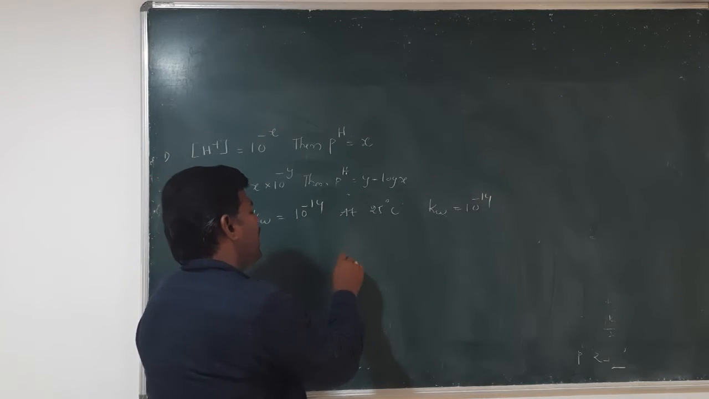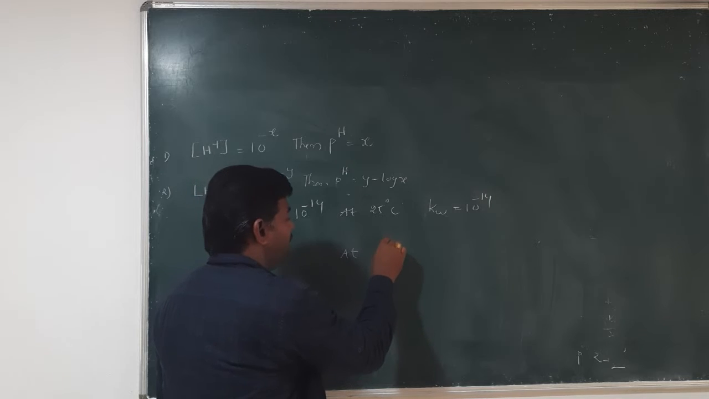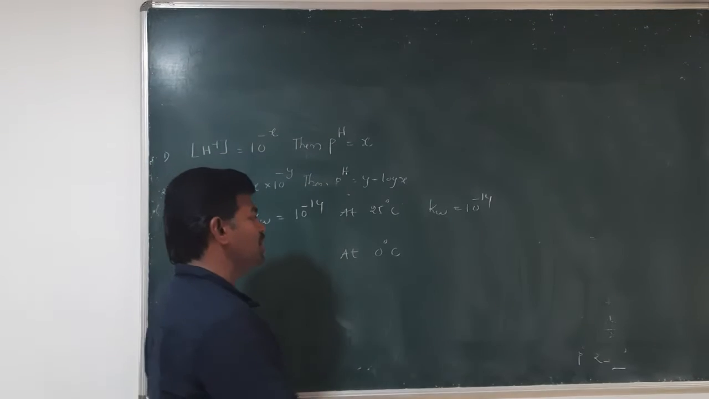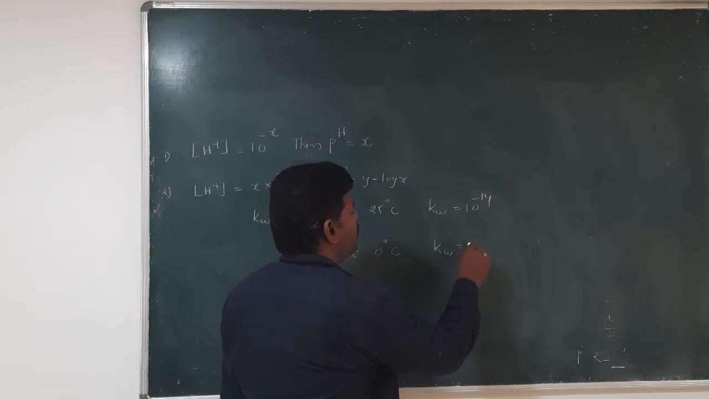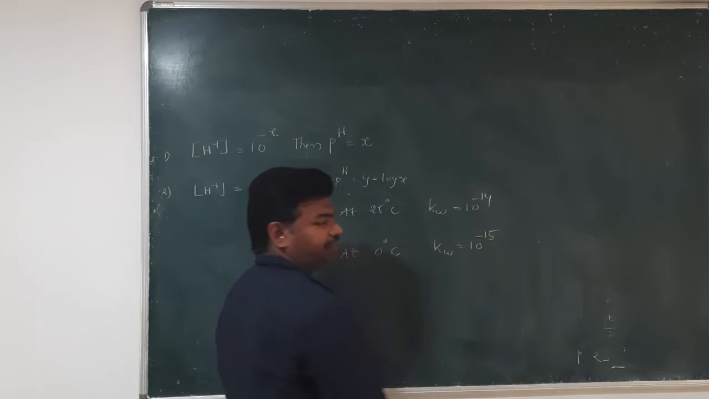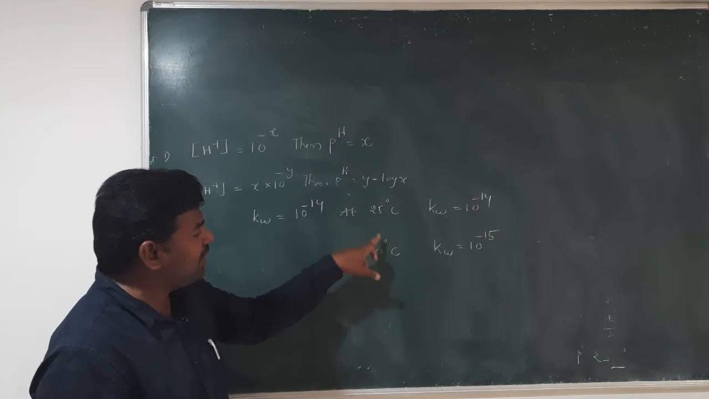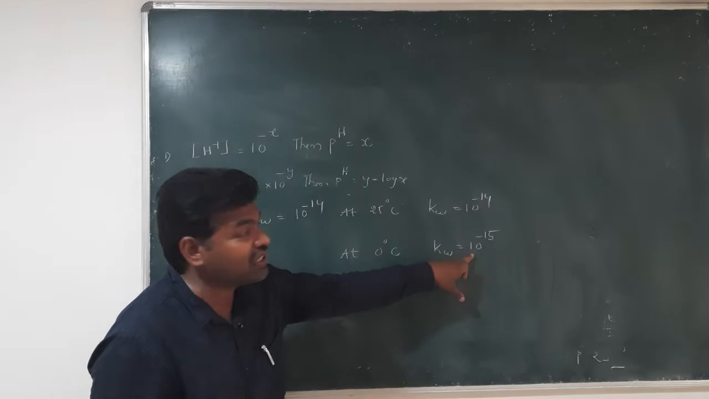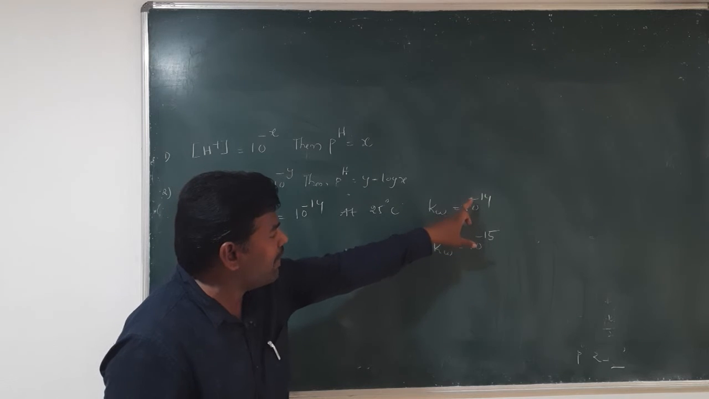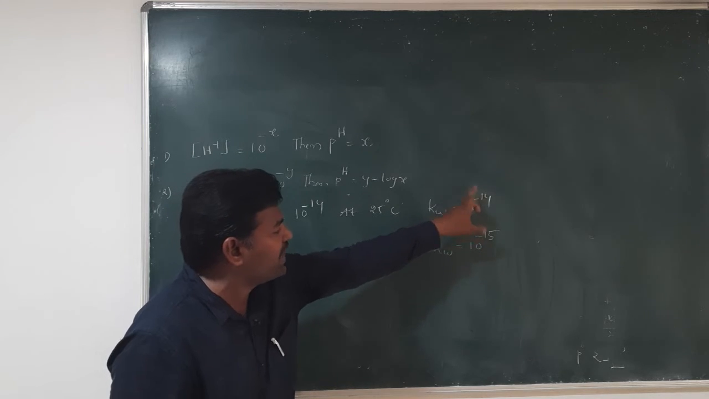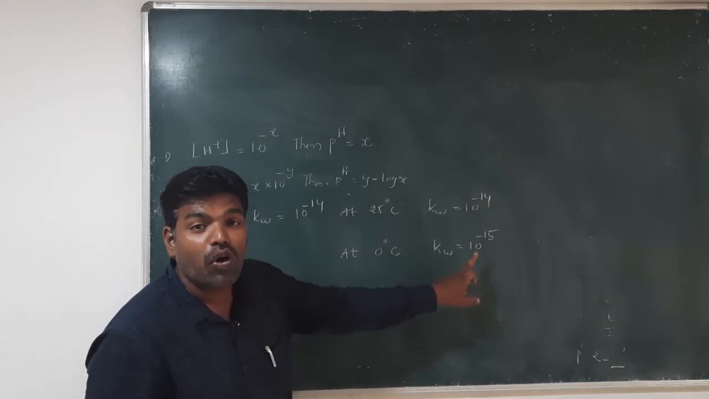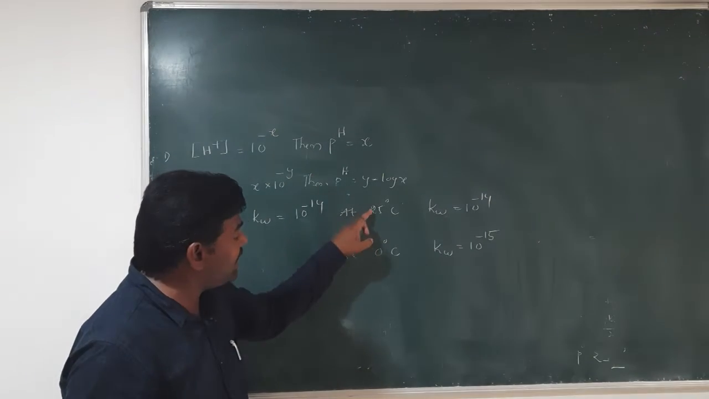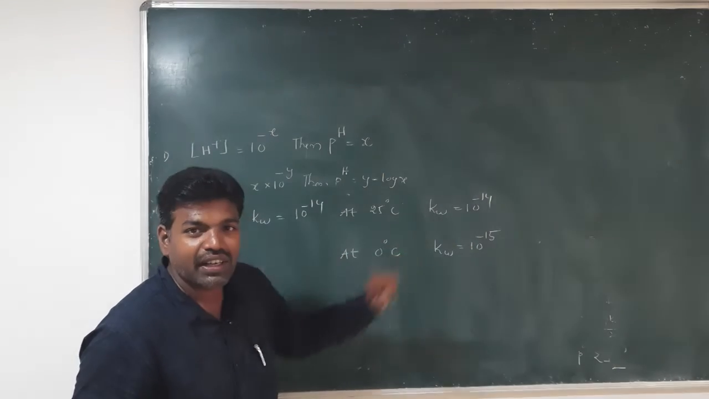On decreasing the temperature to 0 degree centigrade, that Kw is found to be 10 power minus 15. What happens here? With decreasing the temperature, ionic product of water decreases, because when we compare 10 power minus 14 and 10 power minus 15, 10 power minus 15 is less than 10 power minus 14. That means with decreasing the temperature, ionic product of water decreases.